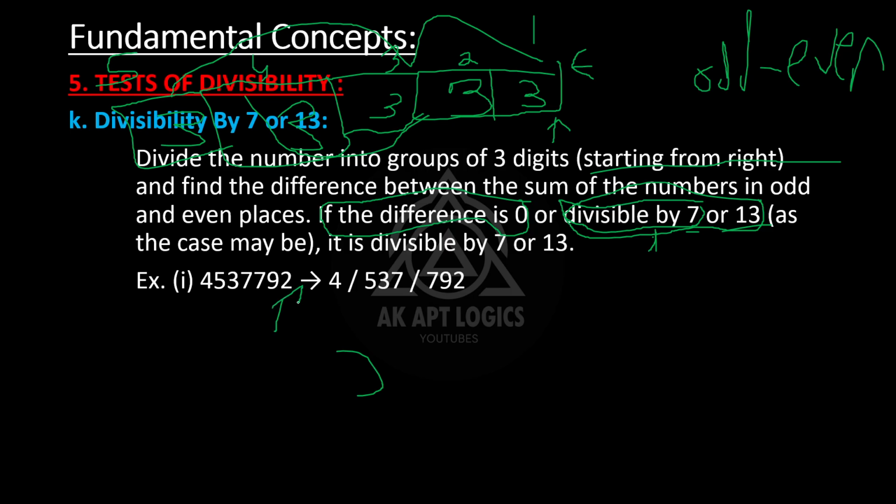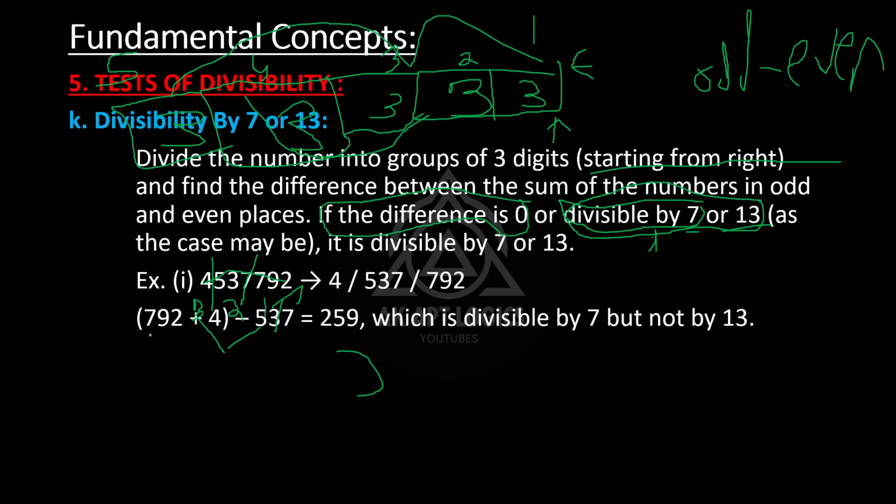We have a given number, so we have to divide it into three digits. If you mark this as 1, 2, 3, odd will be the first and third positions, right? So you add these: 792 plus 4 minus 537. So that will be done here. 730 plus 4 minus 537, it will be 259, which is divisible by 7, right?